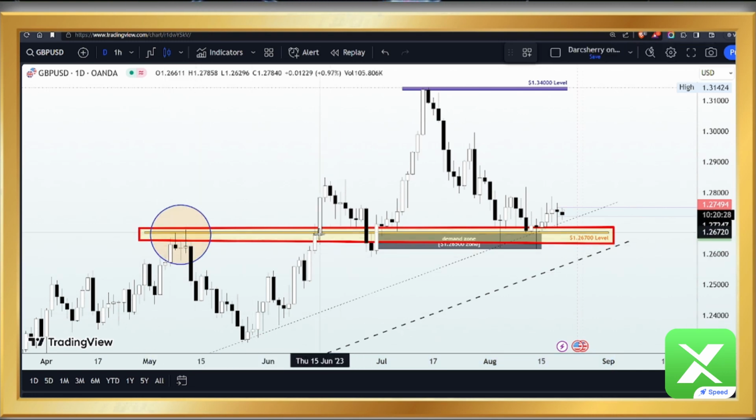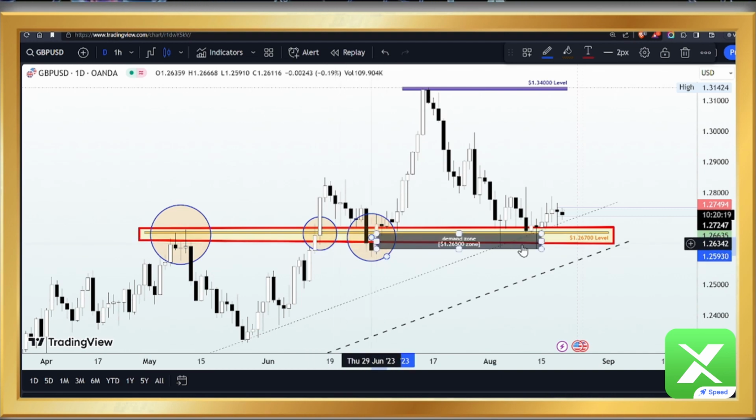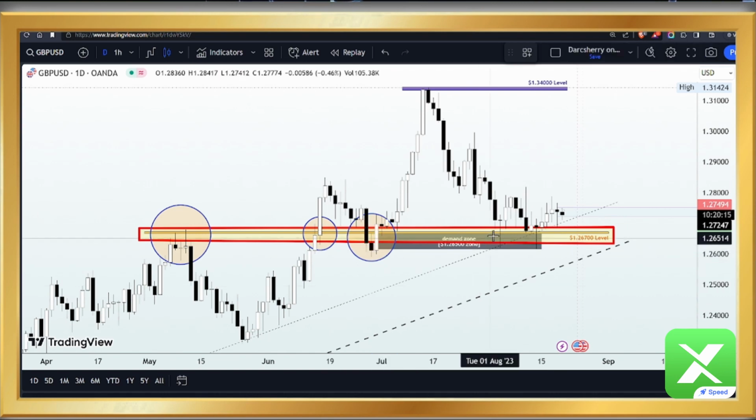Then we saw the breakout happen in the month of June. And in fact, it came back to retest that structure. And since that moment, price action has remained above that level at the 1.267. Now, if you see what happened here at the beginning of the month, we saw buy pressure again. And in the last couple of weeks now, price action has been trading or rejecting the 1.267.